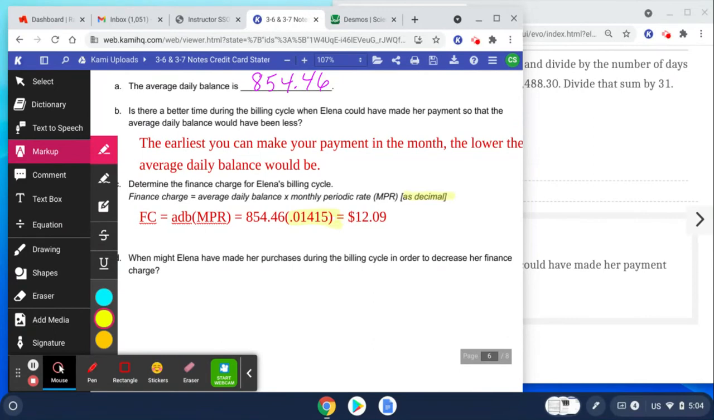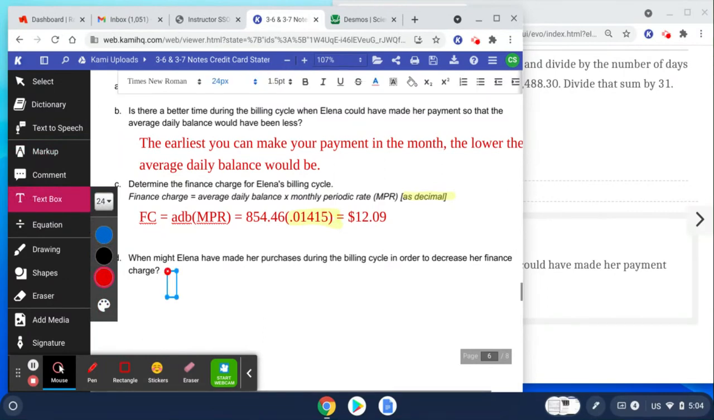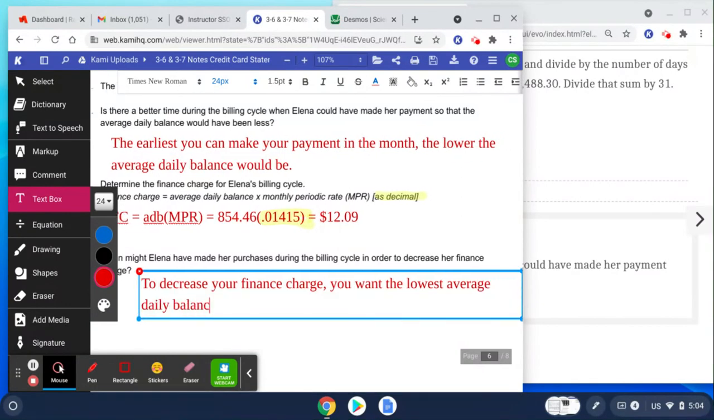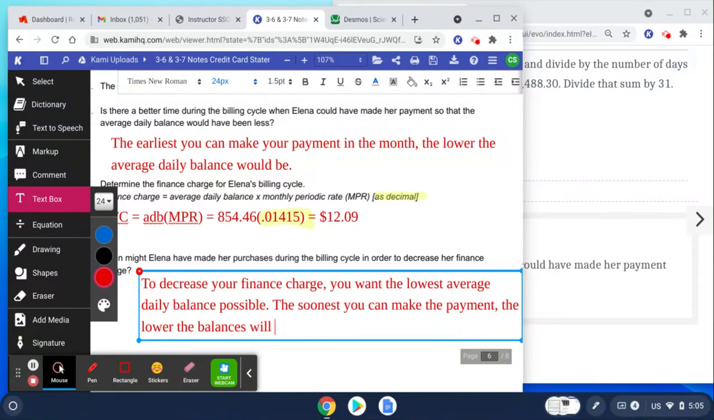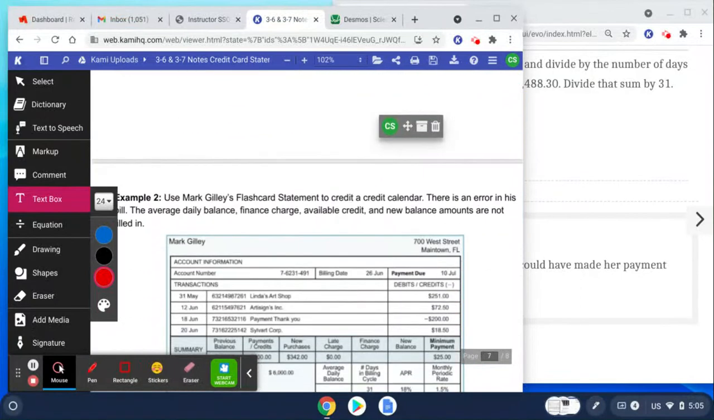Okay, finally here, when might Elena have made her purchases during the billing cycle in order to decrease her finance charge? So to decrease your finance charge, you want the lowest average daily balance possible. The soonest you can make the payment, the lower the balances will be. So anytime sooner you can make that would be better.